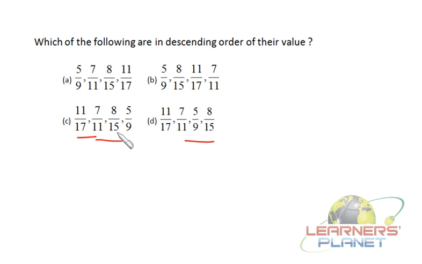Then 15 into 7, 105, and 11 into 8, 88. So still it is clear. So this 7 by 11 is greater than 8 by 15. Now it is 72 and it is 75. That means 5 by 9 is greater than 8 by 15. So this option must be correct. Okay friends, I hope you are clear about the concept. In your exam time, you can make a combination of 2-3 methods and you can eliminate the options, and then the problem will be very easy for you to solve.